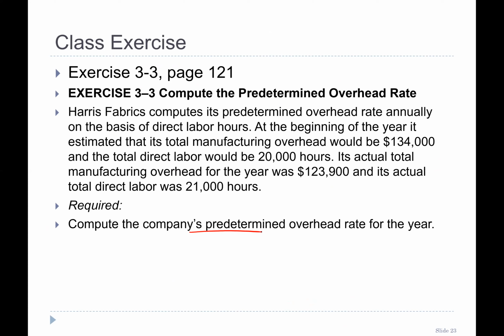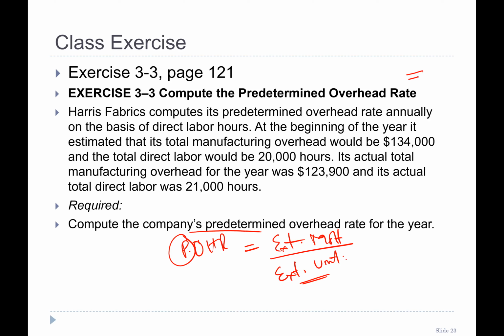And what is the formula? Remember, we are finding out the predetermined overhead rate. The formula would be predetermined manufacturing overhead divided by predetermined units here. I'm giving you 5 minutes to do this question, and then we do it together. Until then, I assume that everything is clear.